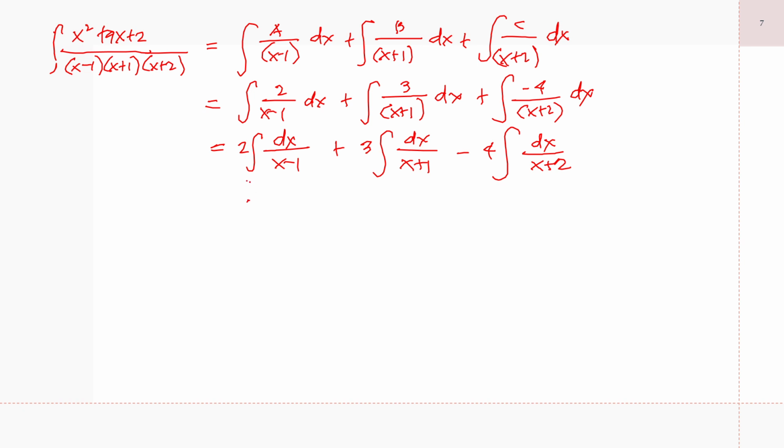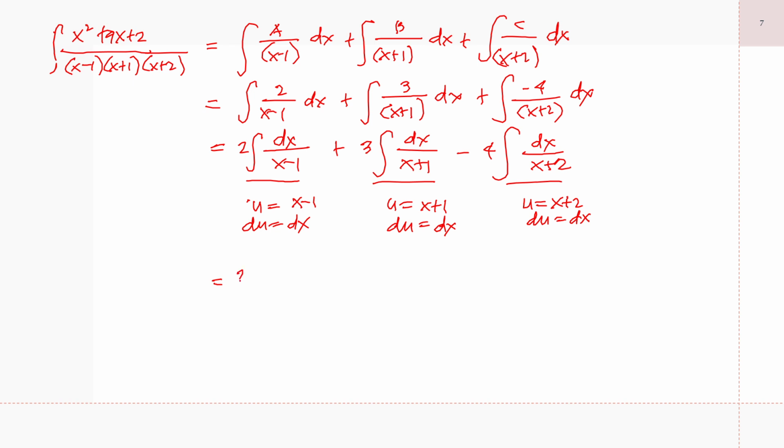So this is in the form of the natural logarithm. Here, our u is x minus 1, and our du is equal to dx. Here, our u is equal to x plus 1, and our du is equal to dx. Here, our u is equal to x plus 2, and our du is equal to dx. So by integration, we have 2 times the integral of du over u, plus 3 times the integral of du over u, minus 4 times the integral of du over u.